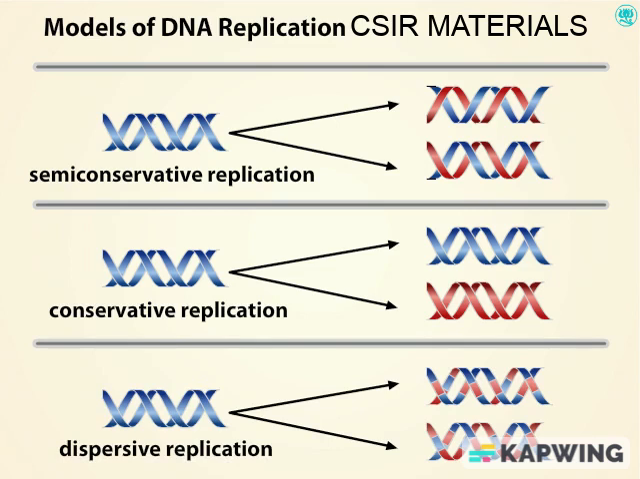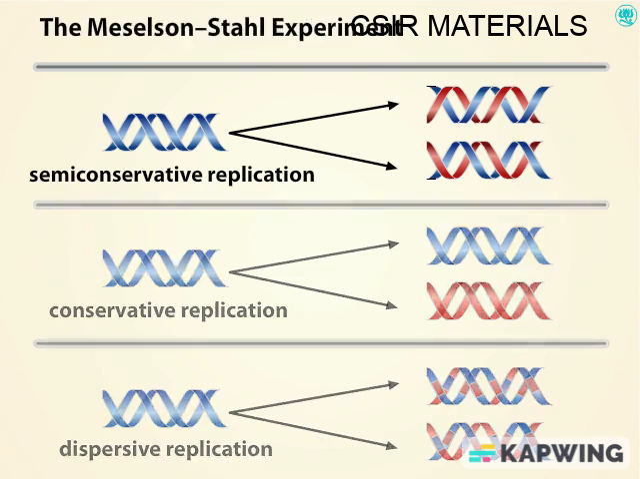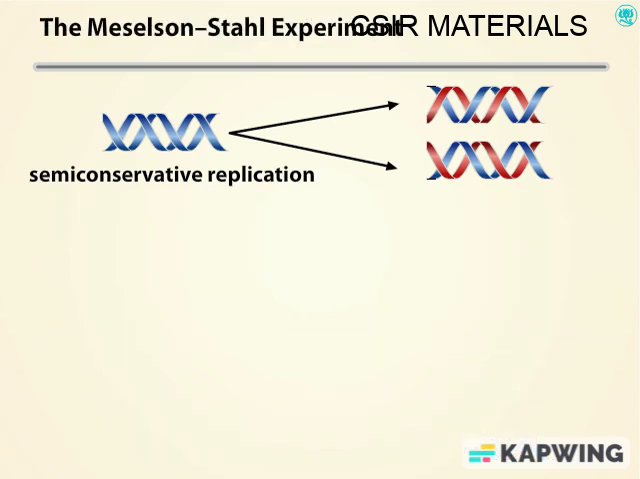this model was correct. To solve this problem, the scientists Matthew Meselson and Franklin Stahl designed an experiment to test Watson and Crick's model of replication. The key to the Meselson-Stahl experiment was devising a strategy to distinguish between old versus newly synthesized DNA. They distinguished the two by labeling them with isotopes.